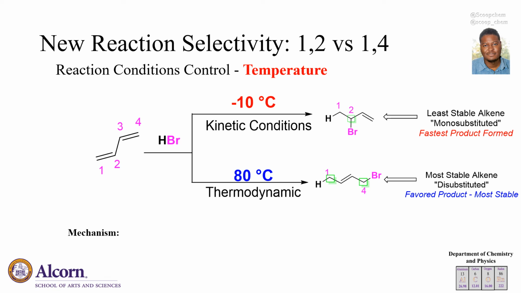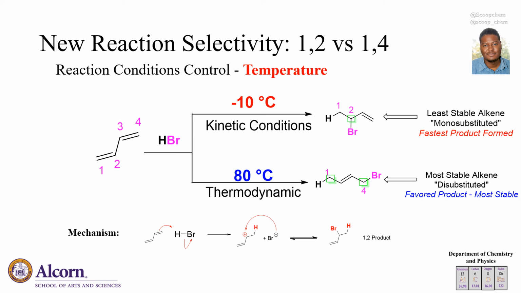Let's look at the mechanism and see if we can make some sense of this. If I take my diene, it's going to extract the proton from HBr, and the HBr bond is going to break, giving electrons to bromine. That's going to generate this secondary carbocation and the bromide ion, Br minus. This Br minus can react with the carbocation, and if it does, it leads to the 1,2 product.